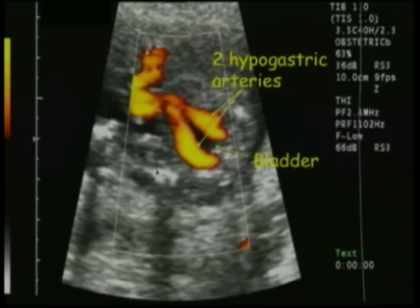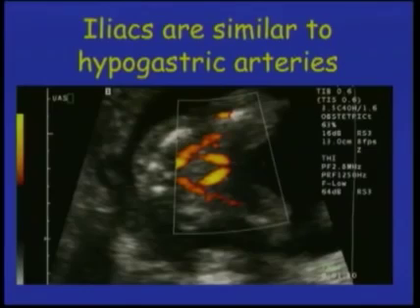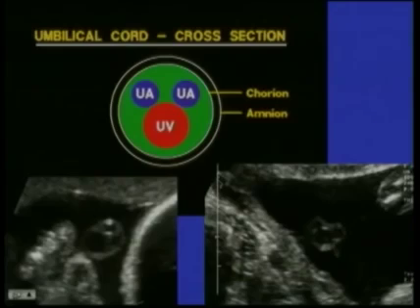When we go down to look at the vessels in the cord, we usually take this picture, which is a color picture using power Doppler, showing the two hypogastric arteries alongside the bladder as they enter into the fetus, and that tells us that there is a 3-vessel cord with 2 arteries. Now, the iliac arteries are similar to the hypogastric arteries, and so it is important to make sure that you know where the vessels are coming in. These would be the iliacs, whereas these would be our umbilical arteries coming in.